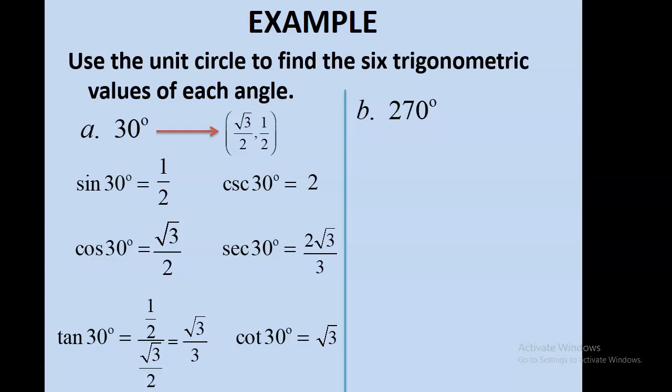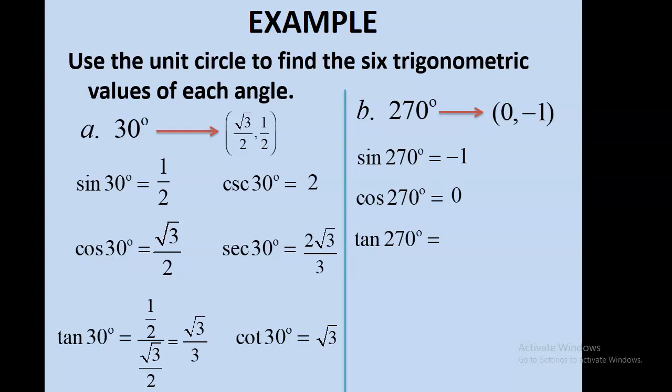Let's take a look at an angle of 270 degrees. Now, if we look at the 270 degree mark on that unit circle, it is at the very bottom, and the coordinates there are 0, -1. Now that tells me that the sine of 270 is -1. The cosine of 270 is the x coordinate, which is 0. The tangent of 270 would be the y over the x, so that would be -1 over 0. However, you can't have that. That's undefined because you can't divide by 0.